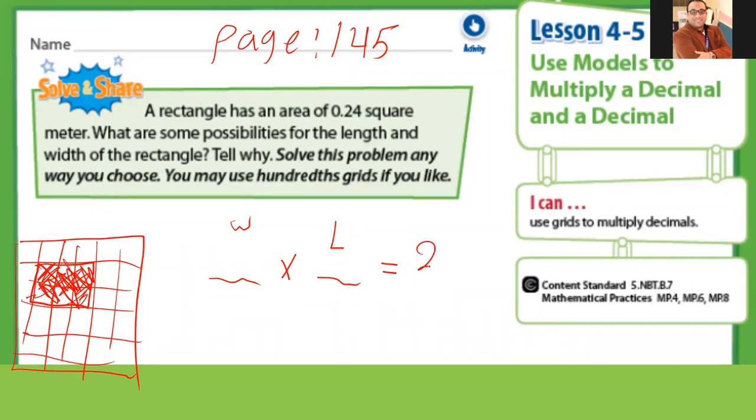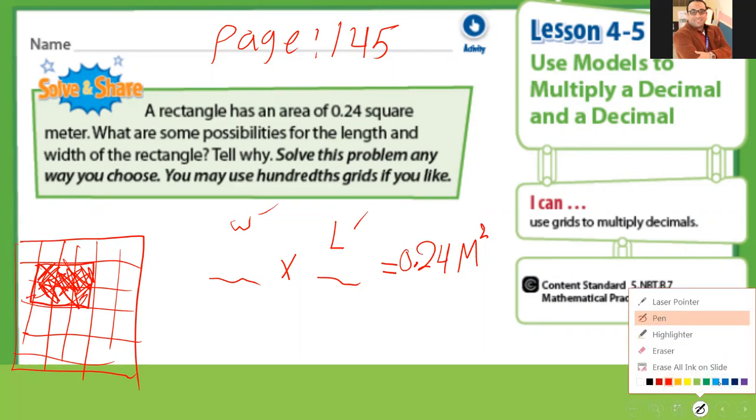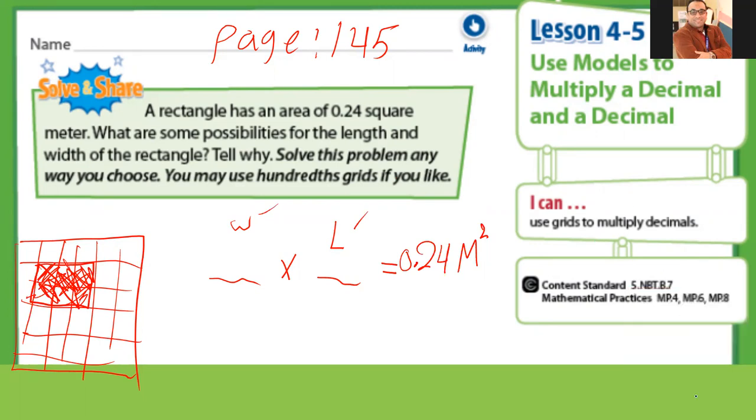So I will get here 0.24 square meter. What is the width and what is the length for this rectangle? It means what are the two numbers that, if we multiply them together, we will get 0.24?